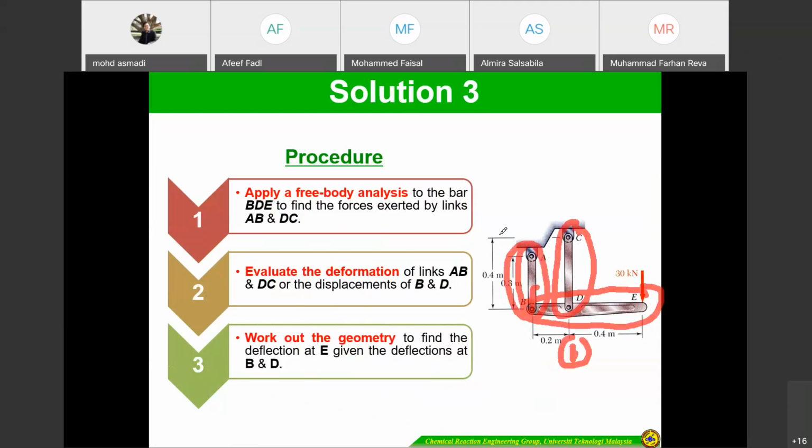Second, you have to analyze AB, and then third, you have to analyze bar CD. After that, you can determine the deflection for the point E. And then evaluate the deformation of the links AB and DC, and the displacement of B and D. Work out the geometry to find the deflection F at E given the deflection at B and D. Geometry, 1, 2, 3, trigonometry.